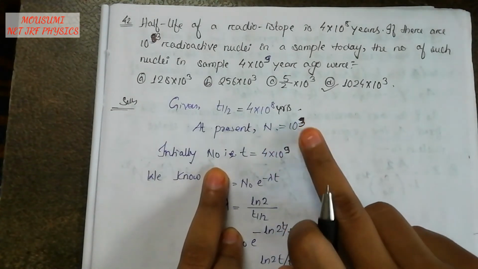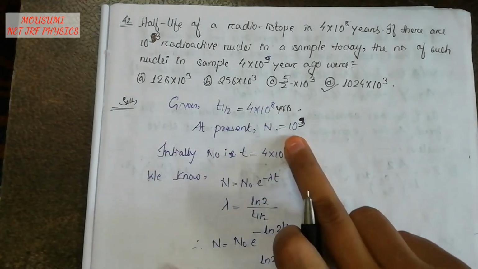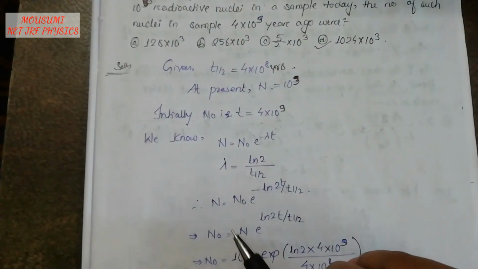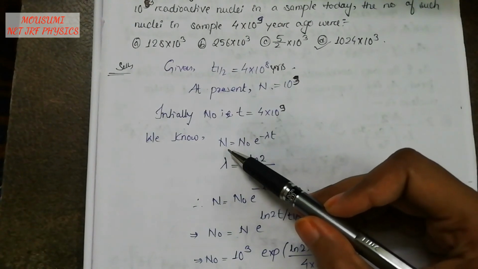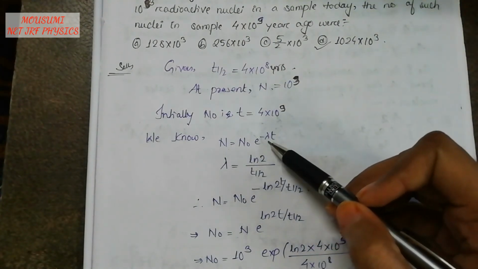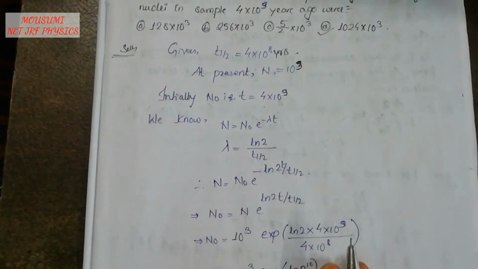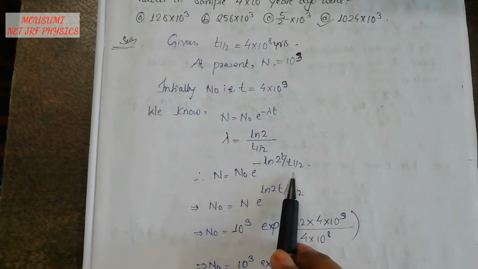Okay, so N is equal to this one, N0 we need to find, and this is the time for this N0. Now what we will see is the radioactive decay law: N is equal to N0 e to the power minus lambda t. So lambda is equal to what? log 2 by t half. So finally you can write N is equal to N naught e to the power minus log 2 t by t half.